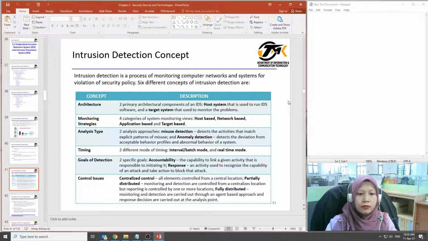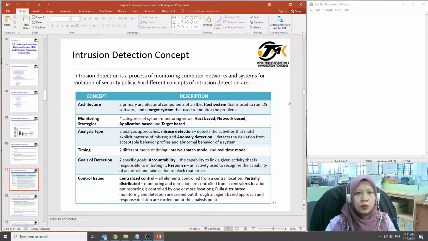Okay, and the fourth one is timing. So different timing can be interval, batch mode, or real time. So you want the IDS timing to be what, real time or batch mode? If it is real time, if an attack happens in the network, definitely you will know on time. But with interval batch mode, maybe it will take time, like say 1 hour or 30 minutes, then the system will know, but it will take time. Okay, but it is based on the interval.